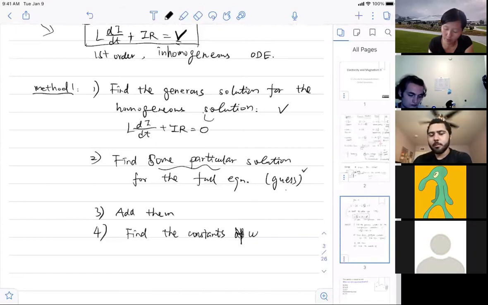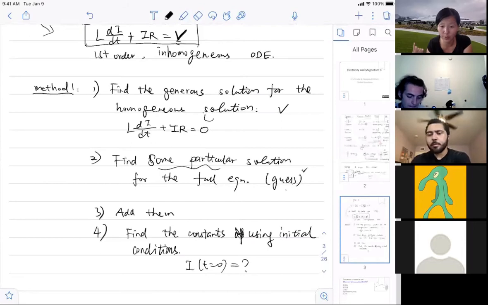Find the constants using initial conditions. Now, for example, in this case, I want to find my current, right? The initial condition would have been something like, what is the current at t equals 0? That is something we will have to figure out using our physics knowledge.